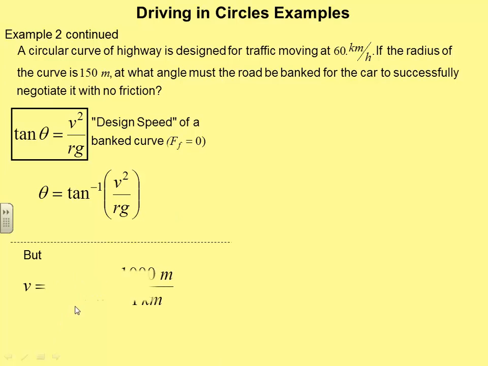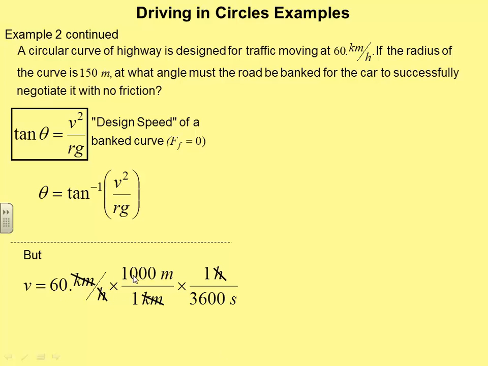To switch kilometers to meters, there are 1,000 meters in 1 kilometer. To switch hours to seconds, there are 3,600 seconds in 1 hour. 60 minutes times 60 seconds in each minute. So 60 times 60 is 3,600. Now, if you wonder why I wrote them that way, remember I'm basically multiplying by 1, so I'm not changing anything. I'm just converting the units. And I wrote them this way so that the units would cancel. The kilometers on top cancel with the kilometers on bottom. The hours on bottom cancel with the hours on top.